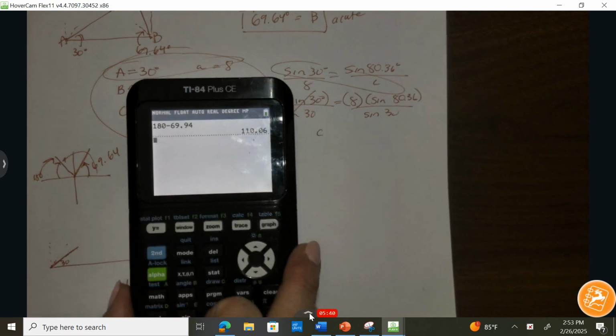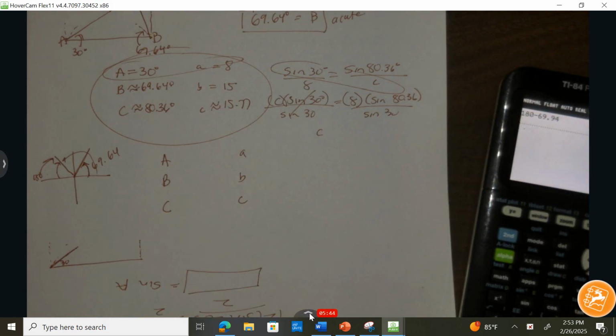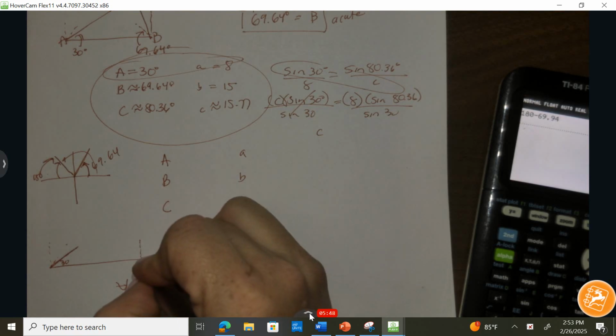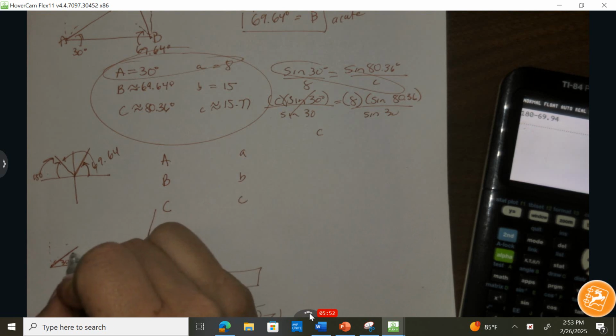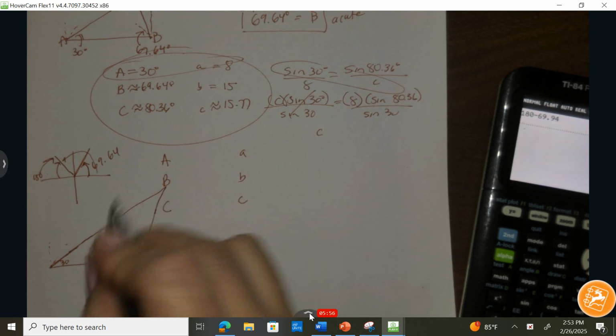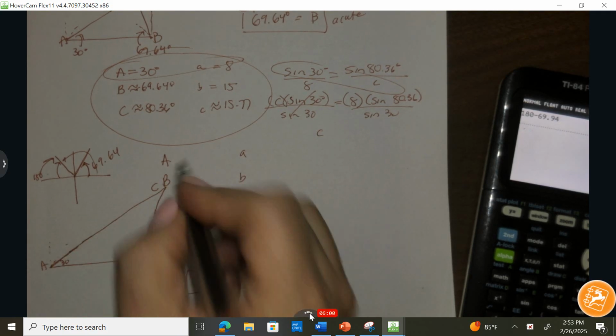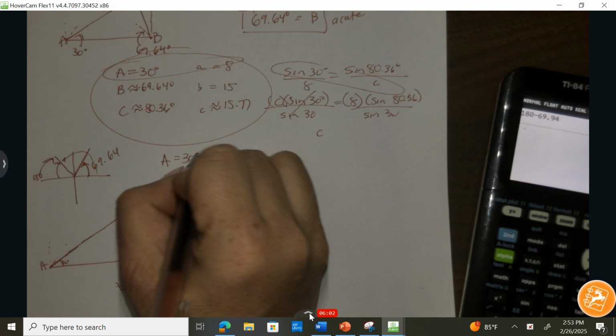We know that this is 110. So there's 90. And so past 90, I need to do another 20. So something like that. There's 90 past that. And I'm just going to keep going until they connect. There we go. There's my B, and there's my C. Okay, so A is equal to 30 degrees.